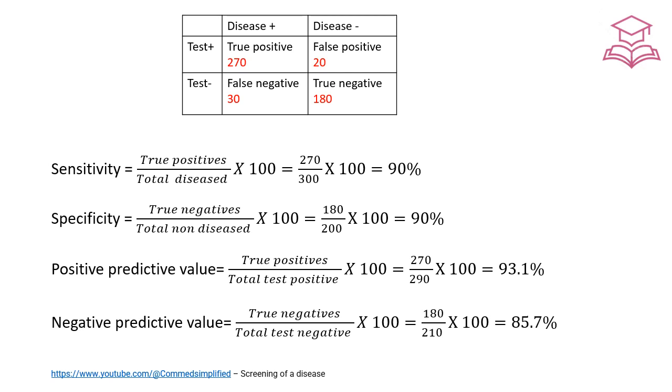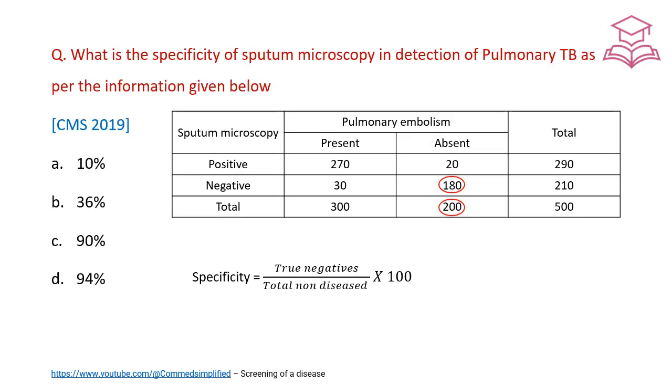The screening of disease is clearly explained in my YouTube video given below. Coming back to the question, the answer is specificity equal to 90%.